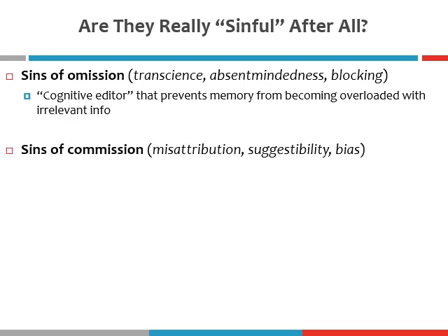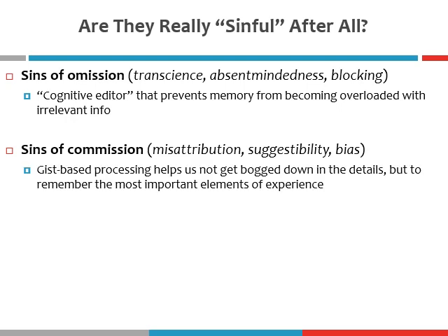Sins of commission. So cases where you do have an intact memory, but that information has been corrupted or distorted in some sort of way. Why might these things be adaptive? Well, kind of similar to the previous example of sins of omission, right?